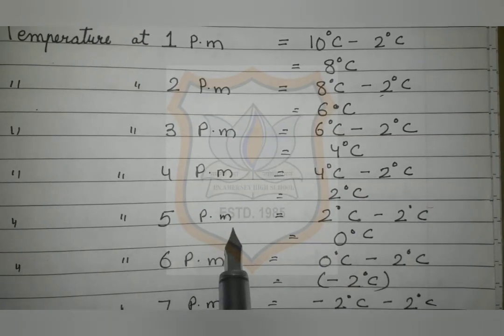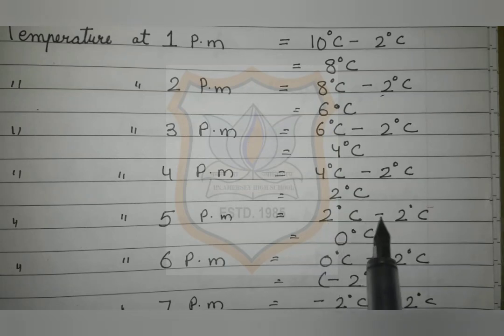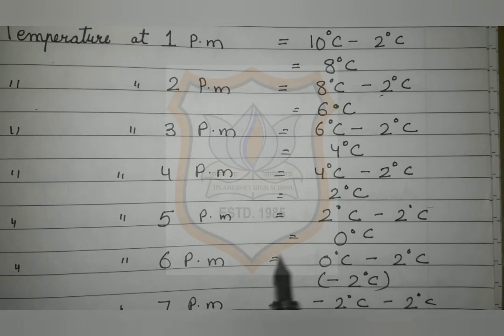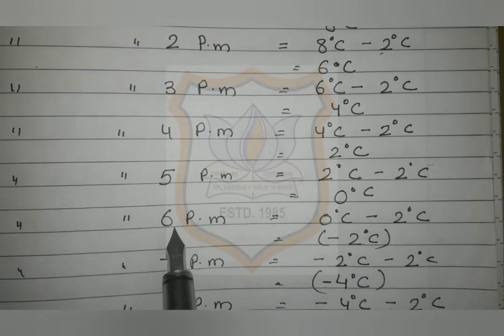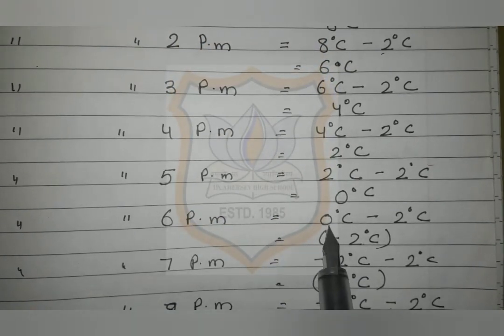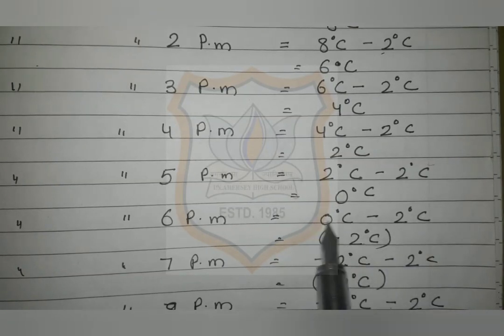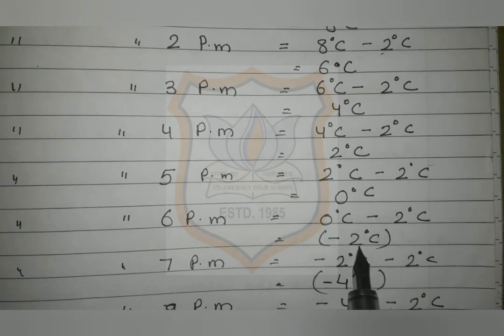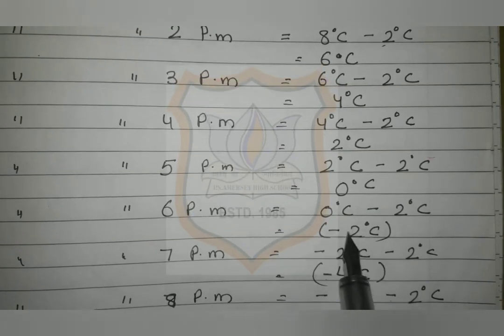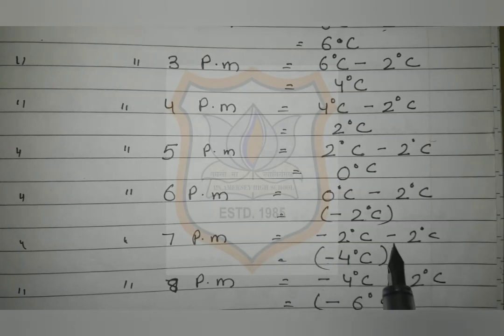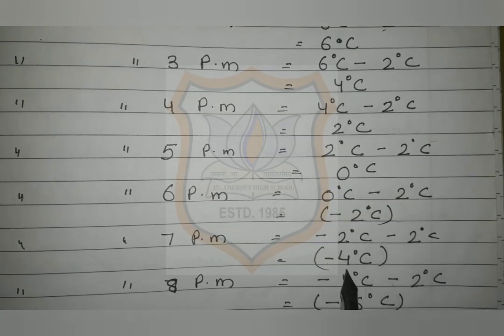Temperature at 5 p.m. is equal to 2 degrees Celsius minus 2 degrees Celsius. Answer is 0 degrees Celsius. Now we will calculate temperature at 6 p.m., equal to 0 degrees Celsius minus 2 degrees Celsius. Answer is minus 2 degrees Celsius. Temperature at 7 p.m. is equal to minus 2 degrees Celsius minus 2 degrees Celsius. Minus minus makes plus, so 2 plus 2, answer is minus 4 degrees Celsius.